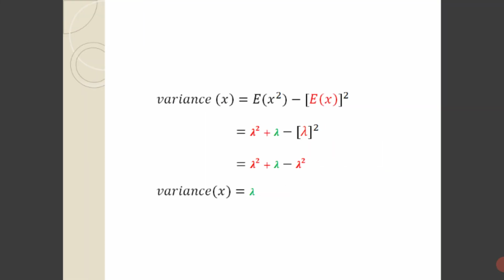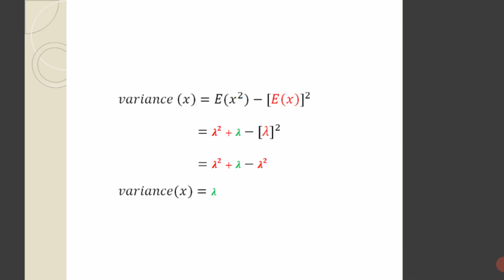Now substituting the E of x square answer and the E of x value in the variance formula, we get λ square plus λ minus the E of x mean value λ, whole square. Now we get λ square plus λ minus λ square; λ square and minus λ square cancel. We get λ, that is, the variance answer is λ.